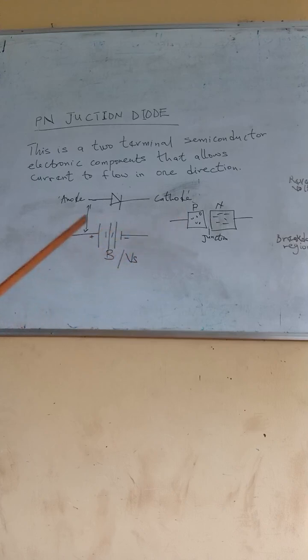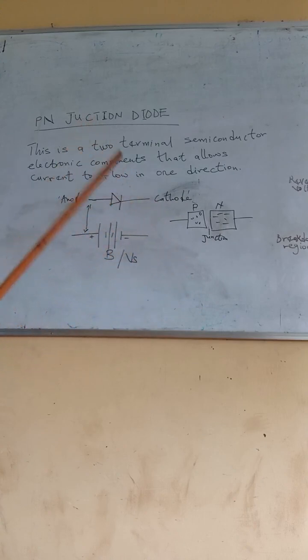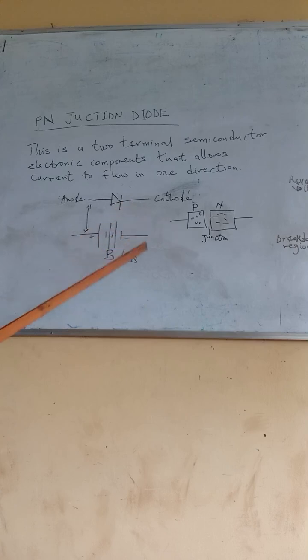That's forward bias: connection of the positive terminal of the battery or voltage source to the positive terminal of the diode, and the negative terminal of the source to the negative terminal of the diode, and the current will flow. It means that the PN junction diode will allow current to flow in forward bias condition. Let's now look at reverse bias.